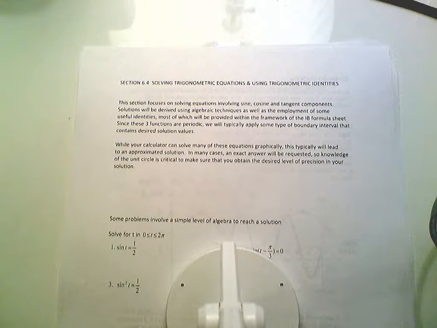We're going to cover the last part of Chapter 6, focusing on solving trigonometric equations and using trigonometric identities. We'll talk about the identities. You're going to have them all from your formula sheet, which will be obviously a very big helper. But the way we're going to solve these different pieces is just using our knowledge of the unit circle, our knowledge of some basic identities, which we'll talk about before. We'll have the framework of the IB formula sheet.